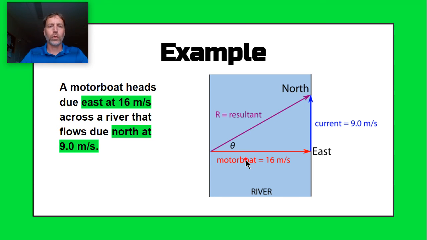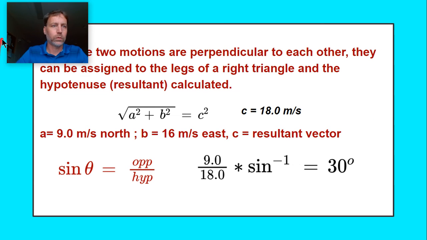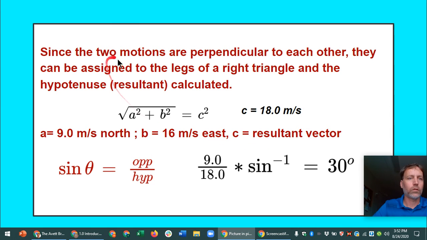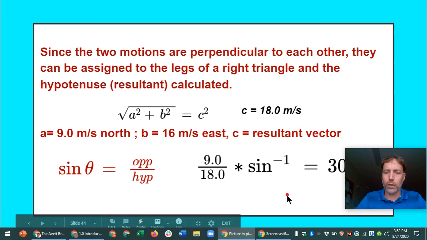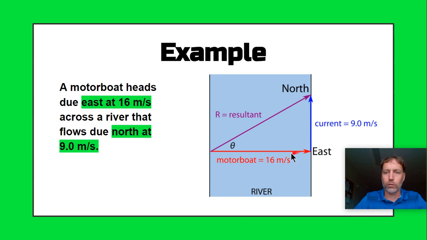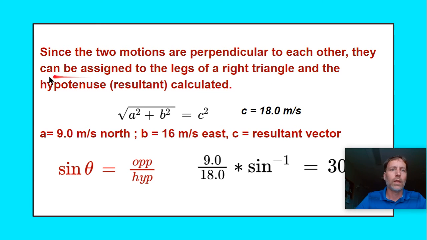We're going to resolve these vectors here. Since the two motions are perpendicular to one another, and perpendicular means 90 degrees, since one's going due east and the other due north, when those two intersect, there's a nice 90-degree angle there. So that's what perpendicular means. They can be assigned to the legs of a right triangle. So we have a squared plus b squared equals c squared.